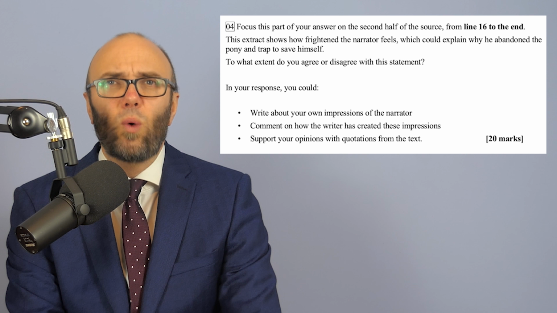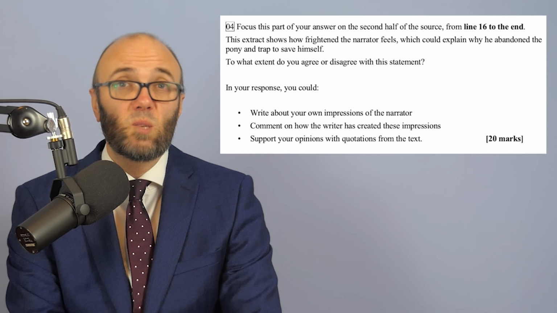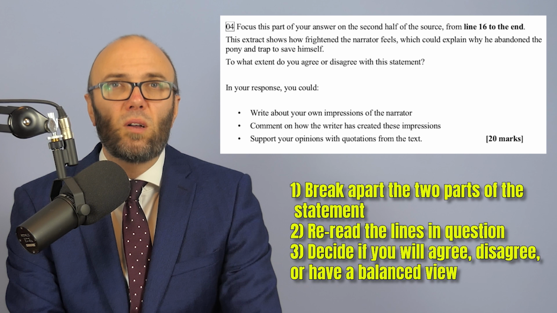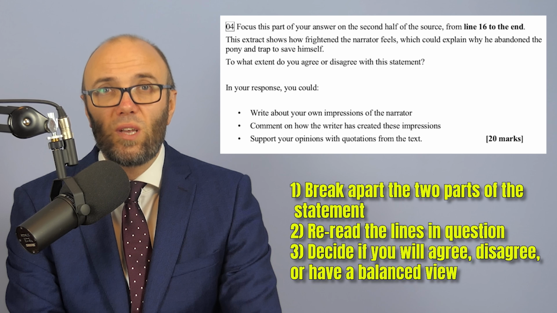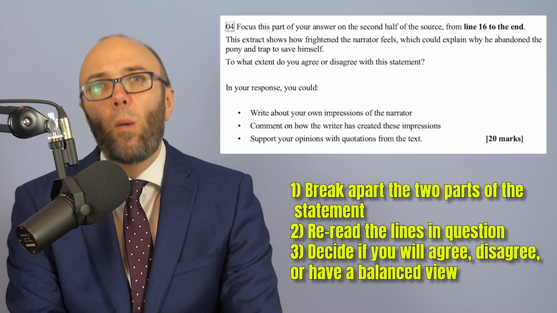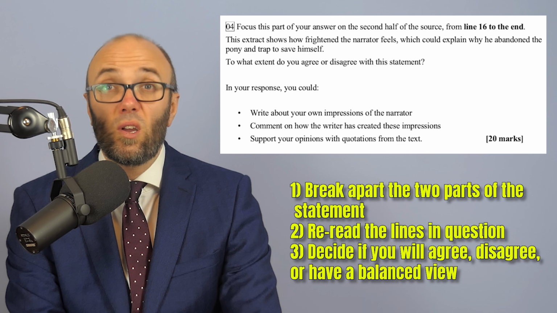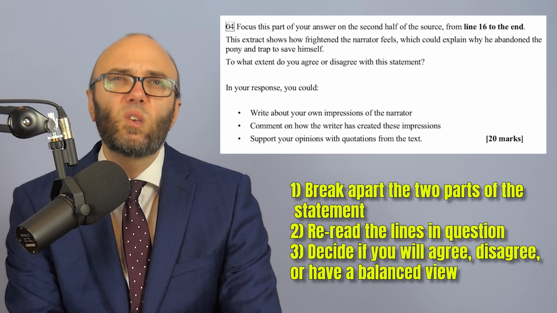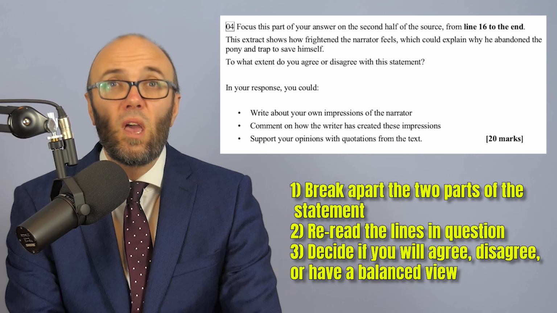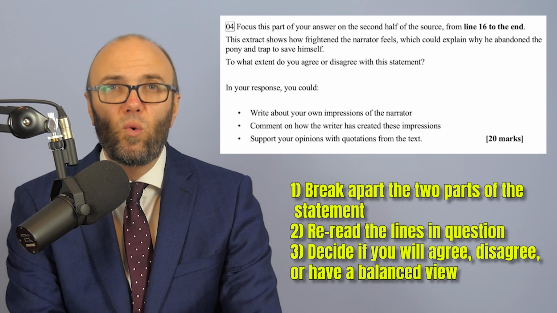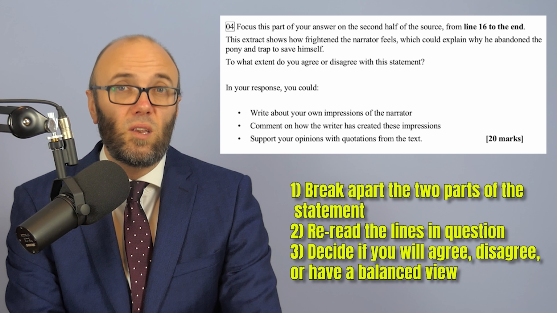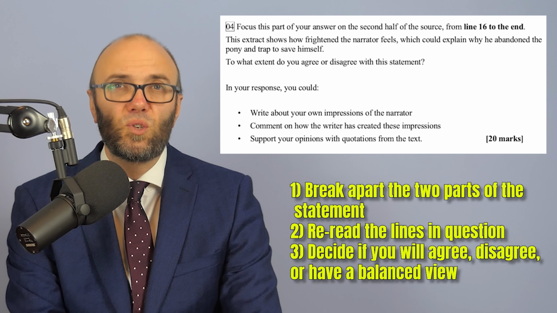So how do we approach this question? Well, there are two approaches. I'll explain both and you choose the one you like. As I've already said, break apart the two parts of the statement, reread the lines in the question and think about whether you will agree, disagree, or have a balanced view. Now, approach 1 is to underline or circle or star anything that seems to be important in helping you make a decision about whether the narrator seems frightened, which could explain why he abandoned the pony and trap to save himself, and to see if in those things you've underlined you can identify a method in the bits you've found.